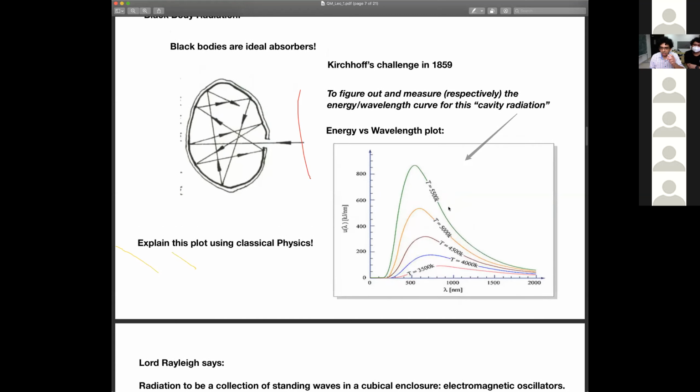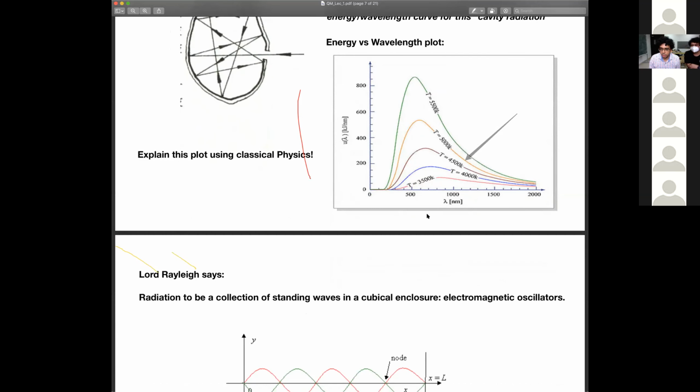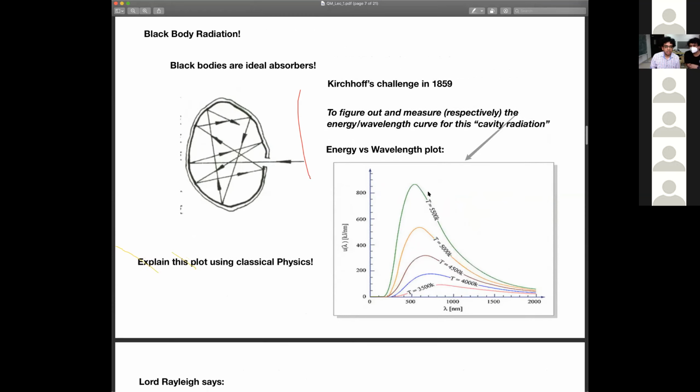Since we are running out of time, I want to move on. Another question: if it is a perfect absorber, what is being emitted? Radiation is being emitted. So the thermal radiation is being measured. All right.